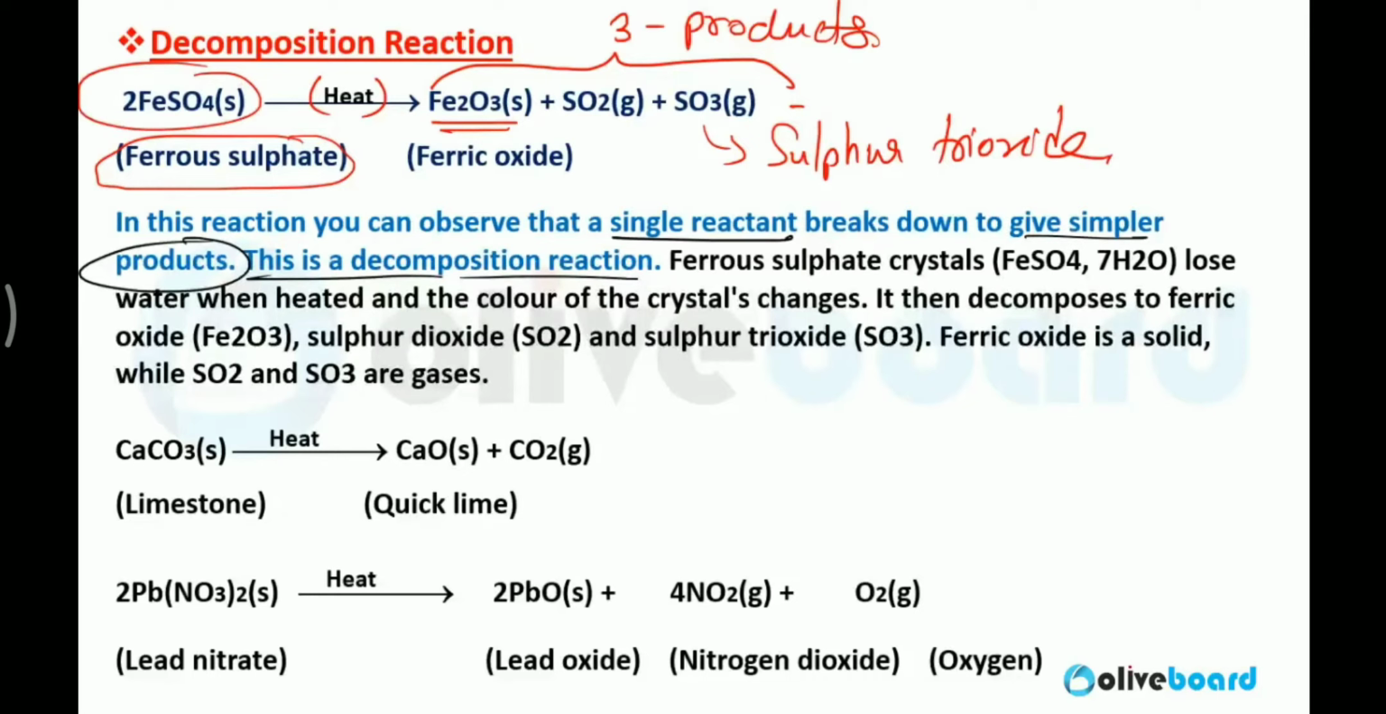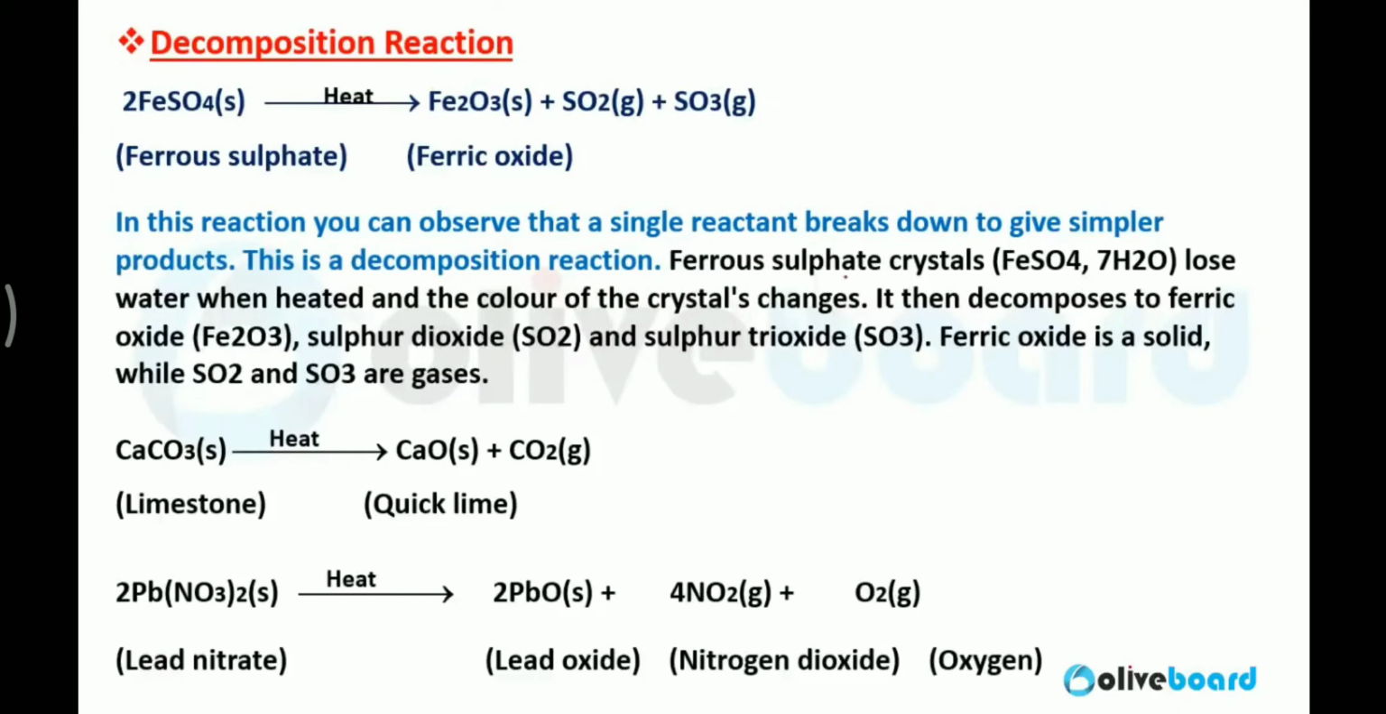This reactant, ferrous sulfate, is now decomposed when you heat it, and converted into ferric oxide plus sulfur dioxide plus sulfur trioxide. Clear? So this kind of reaction is called a decomposition reaction, where you get two or more products from a single reactant. Very easy from the name itself.